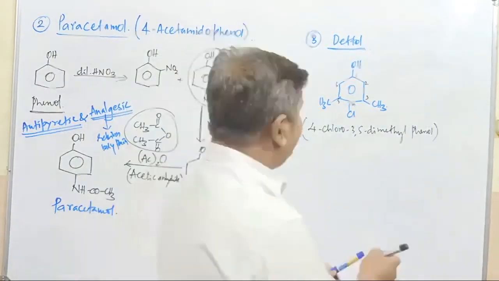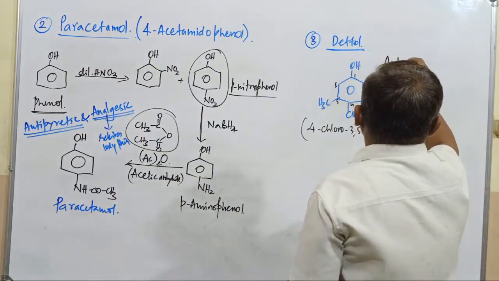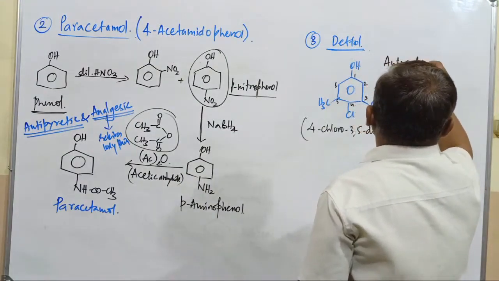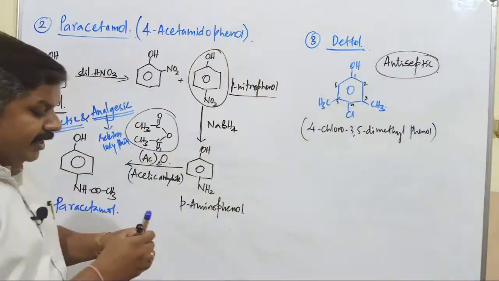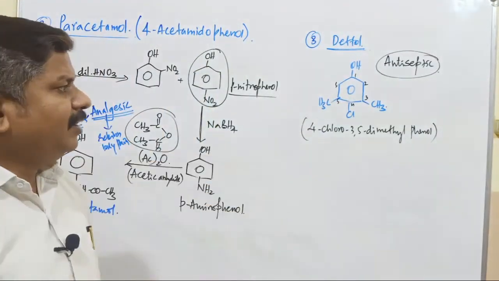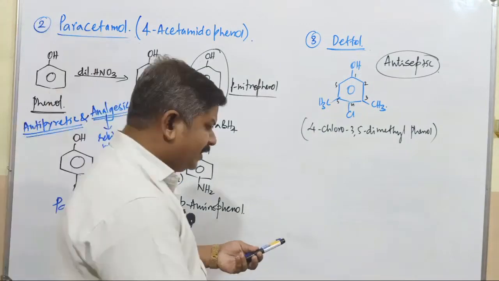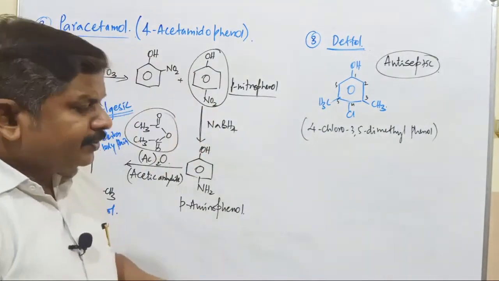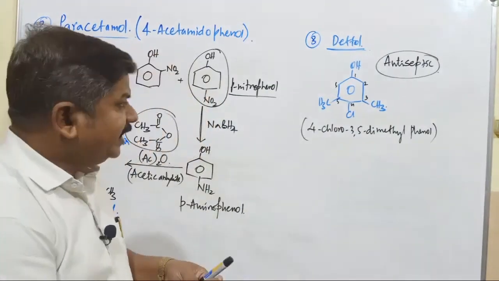What is the function of Dettol? Everybody knows the function of Dettol. It is used as an antiseptic. Dettol is used as an antiseptic compound. Its major composition is going to be 4-chloro-3,5-dimethylphenol. Some other compounds are also there, but those are not derivatives of phenol. But the OH group is present commonly on the benzene ring.